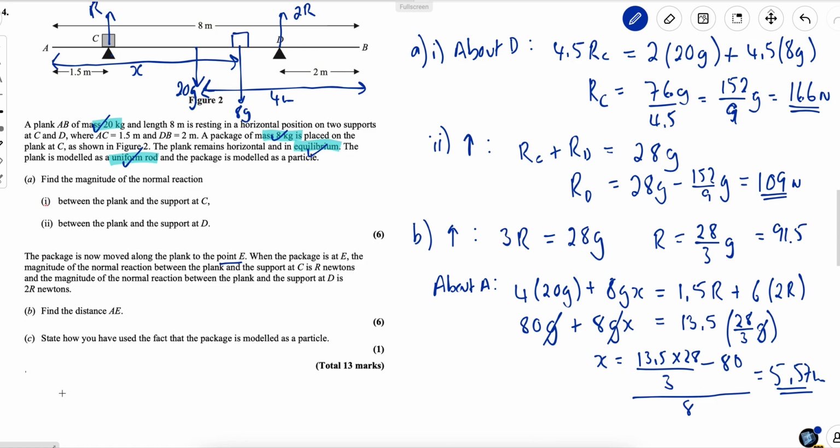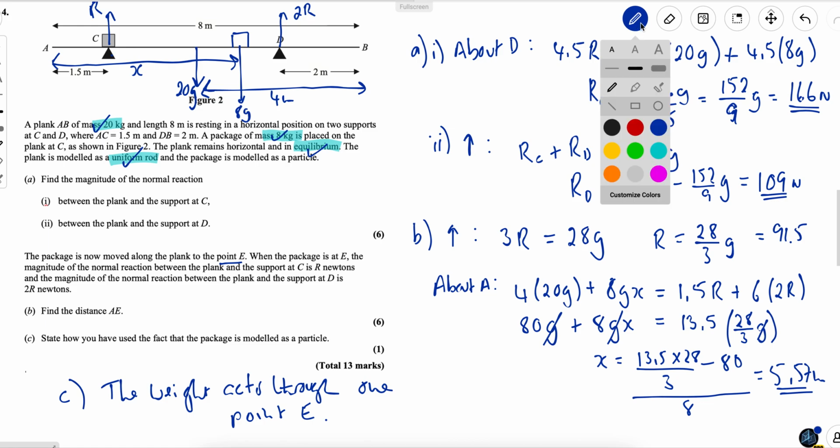For part C, state how you've used the fact that the package is modelled as a particle. Just a one marker here, and it's that all of the force, the weight force of the package, acts through one point at E or at C. So the weight acts through one point, and I'll put E because it's at E at the moment.